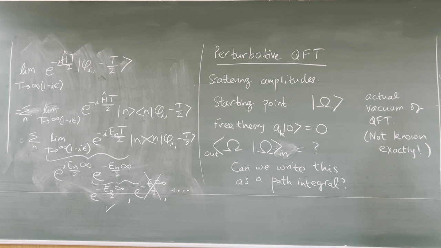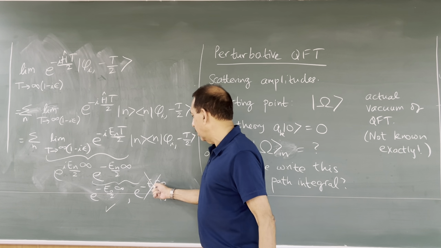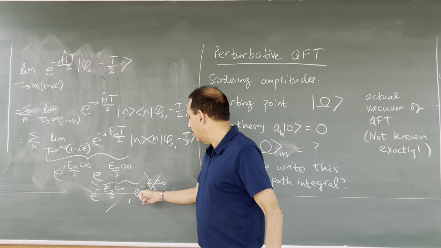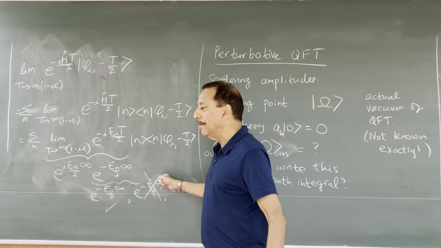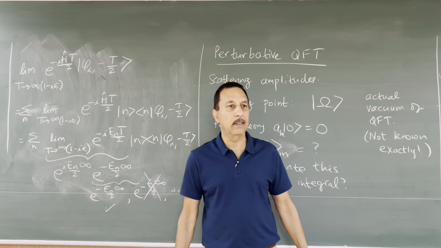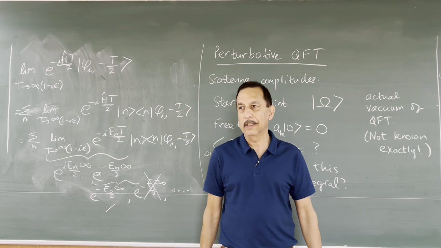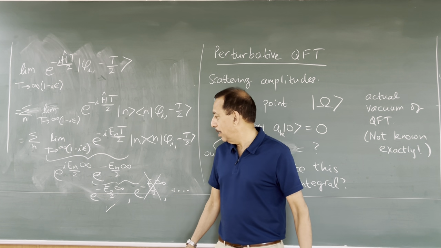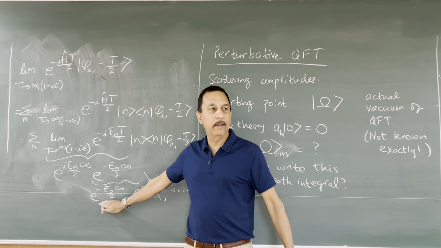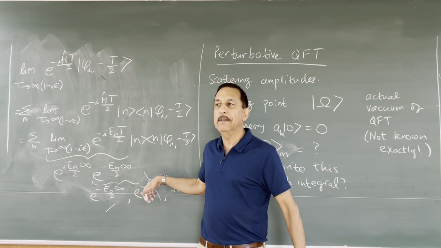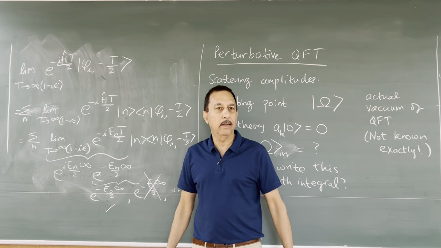Can you see that? Not only does it kill them, but it kills them exponentially. Because what is the ratio of this term to this term? It's e to the minus (E1 minus E0) times infinity. So it's very highly suppressed. Whenever we evaluate an expression, we don't drop the leading term, but we can drop all the highly suppressed terms compared with the leading term. That's what we're doing.